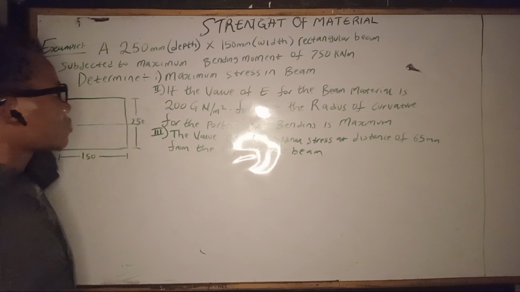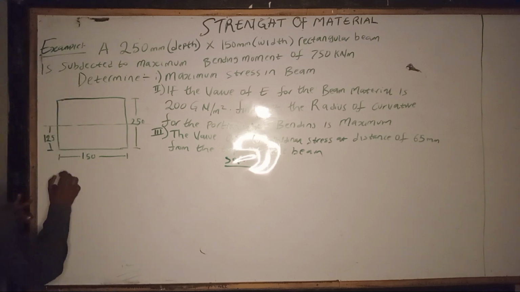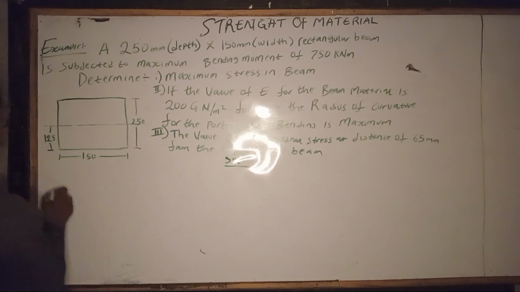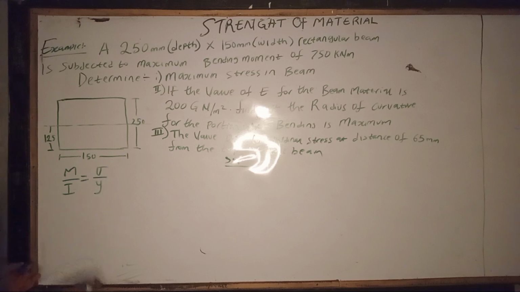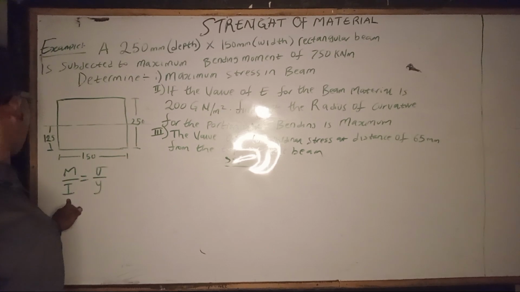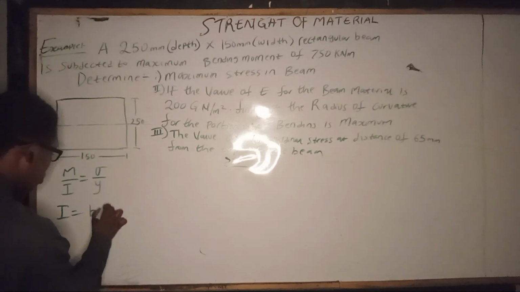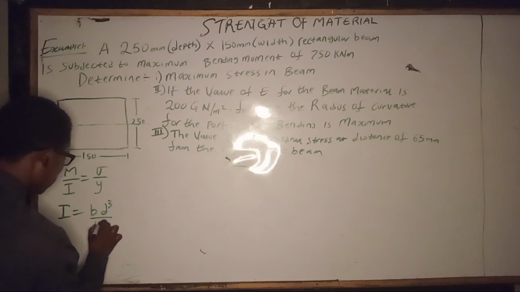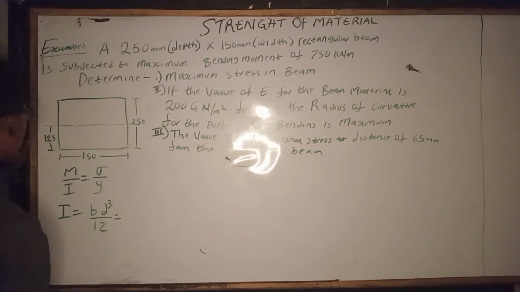Now, to get the maximum stress in the beam, we use the bending equation. So we use M over I is equal to sigma over y. But we have our M, we have our y, and we have to get our I. So what is our I? I is equal to bd cube all over 12.